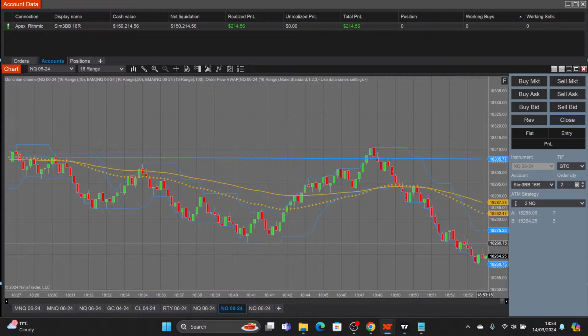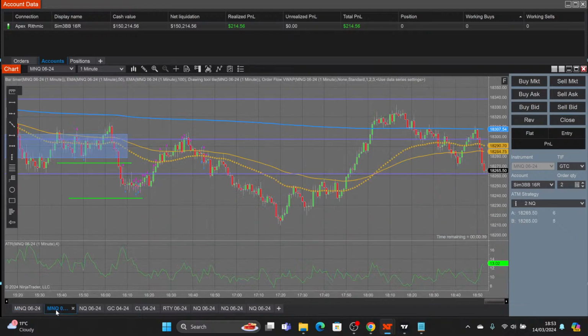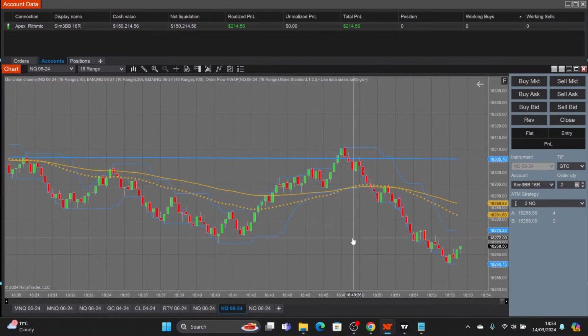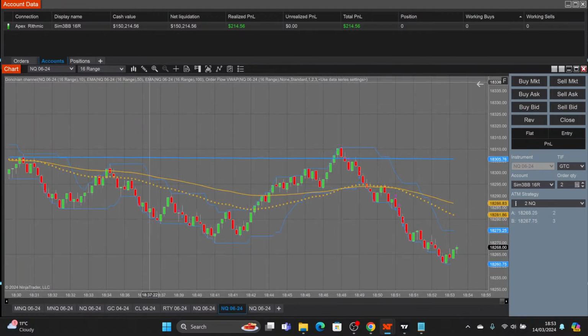There we go. Okay. Gotta stay disciplined here. So that's 62. There's that 62 right there. I haven't got it marked out on this chart. I should have it marked out.